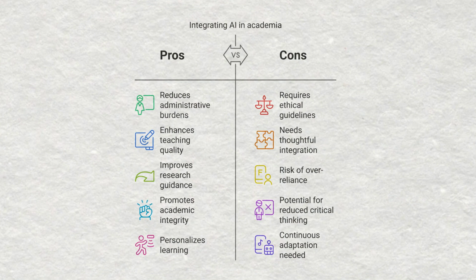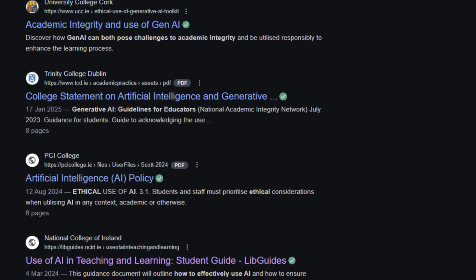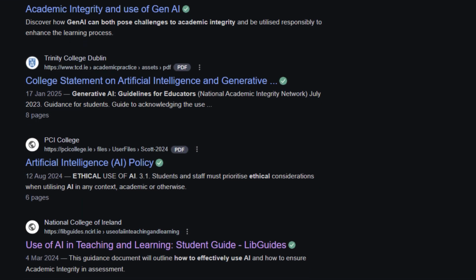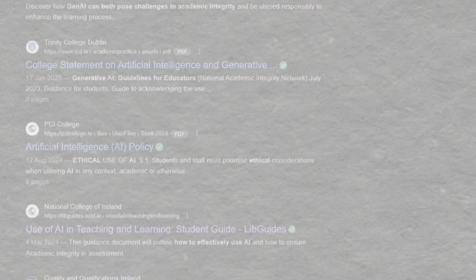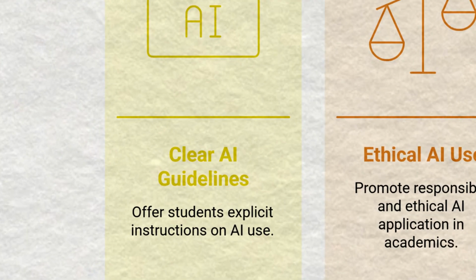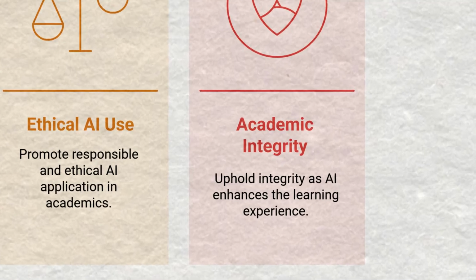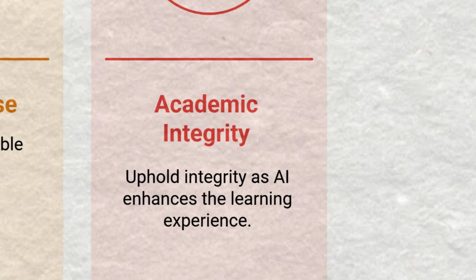From looking at all the different colleges in Ireland and abroad, and their ethical guidelines in relation to AI, I did notice 3 rationales for why the guidelines are there. Usually the first rationale is to provide clear AI usage guidelines for students. The second one is usually to ensure ethical and responsible AI use in academic work. And then the third one, and the most famous one, is to maintain academic integrity.